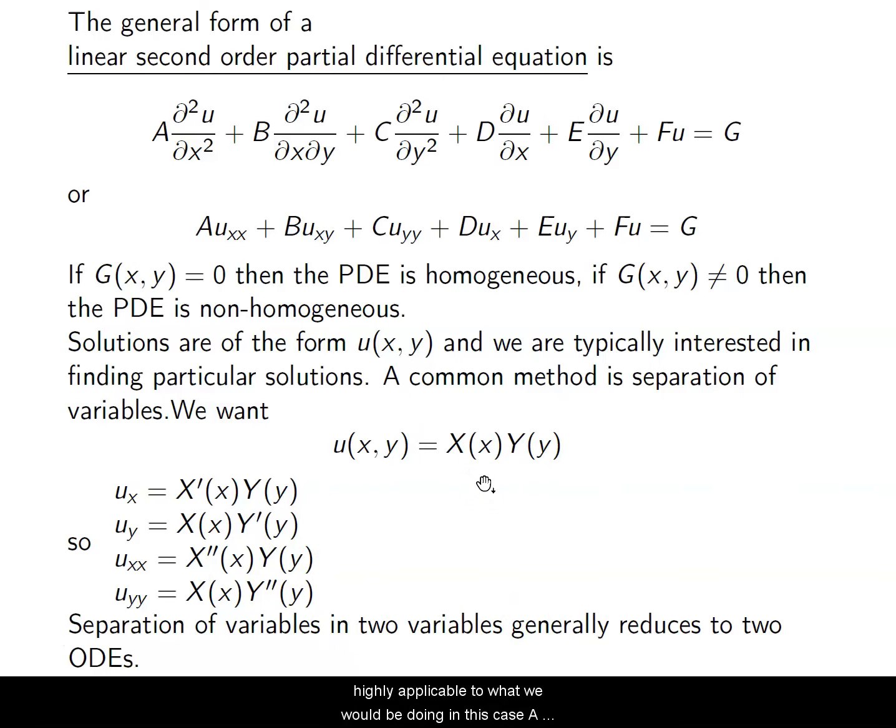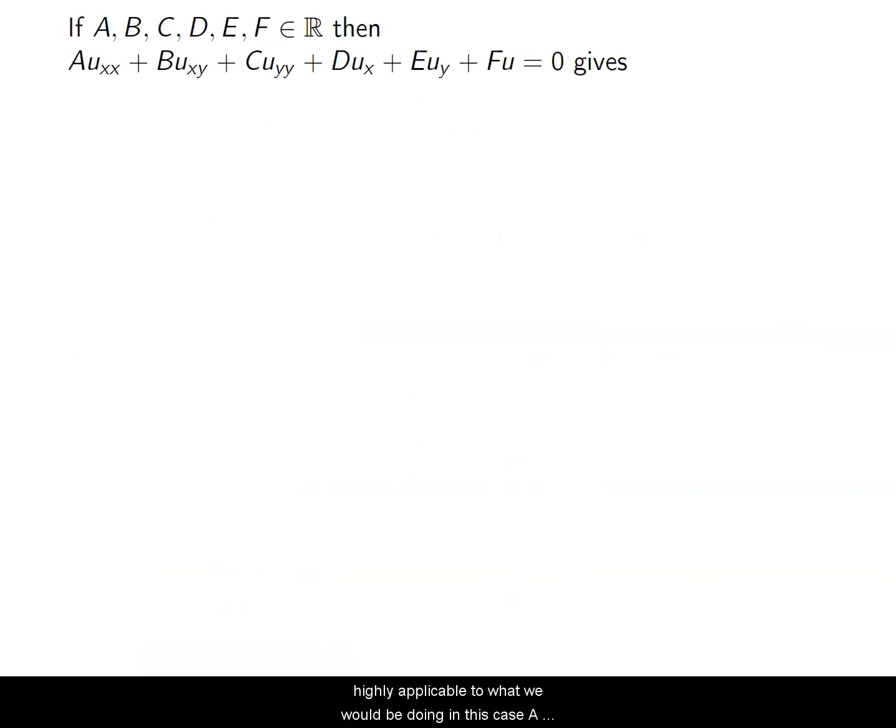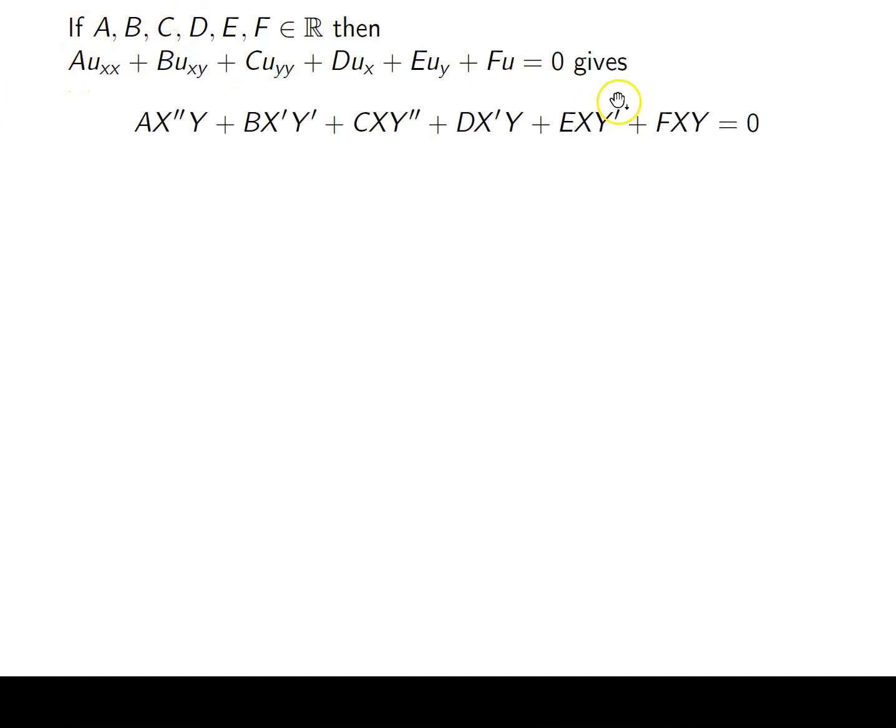Okay, so if A, B, C, D, E, and F are scalars, okay, real values, constants, that's kind of the best case scenario, right? Then what's going to happen is that our equation here can be reduced to this form when I substitute in my functions for u. So when we make our substitutions, this is what it's going to look like, right?